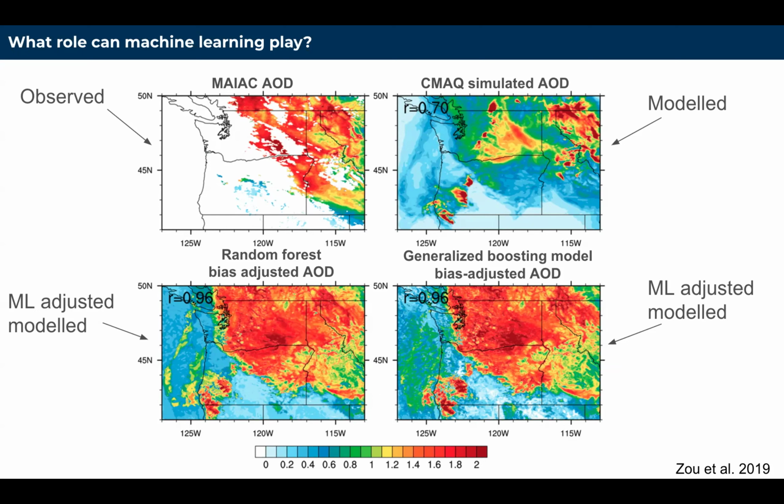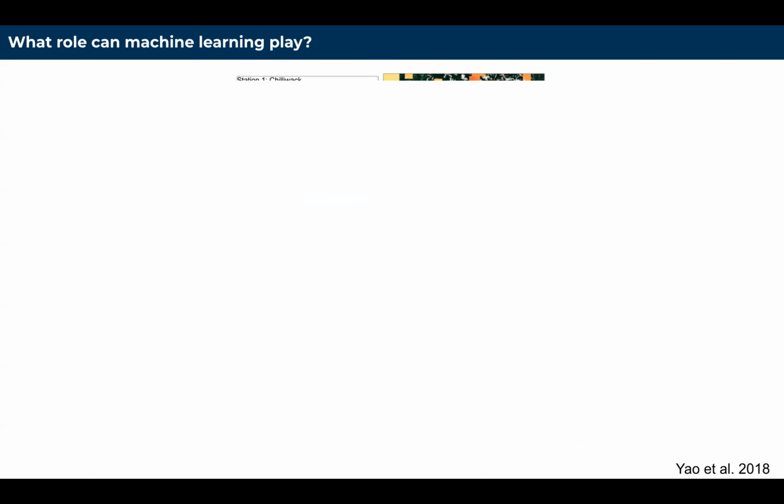And then this research group went on to take these AOD measurements they got from the chemical transport model and, using a couple different machine learning approaches, adjusted the modeled AOD estimates using ground observations from station data and other meteorological inputs. On the bottom left, you can see the results from the random forest approach. And then on the right, you can see results from a generalized boosting model. Both dramatically improve spatial coverage relative to satellite observations and also perform really well, with R values of 0.96 for both of those approaches compared to satellite observations.